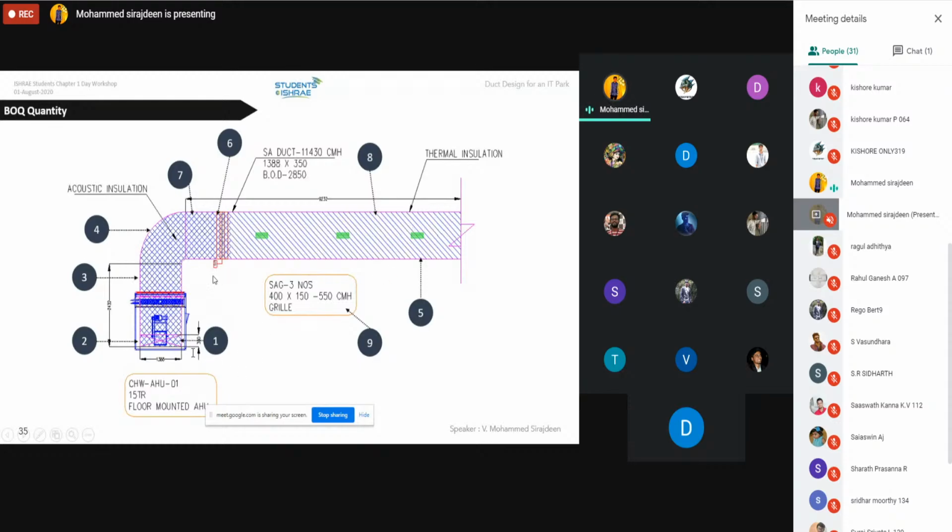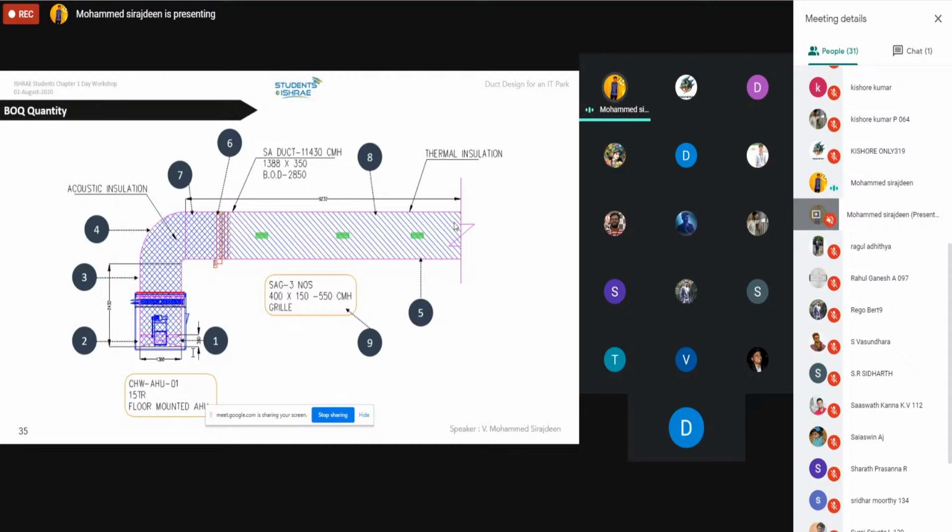When we are doing a duct design AutoCAD drawing, you can use some colors for legend. For supply duct, you can use blue color, red color for return air duct, green color for fresh air duct, again red color for exhaust air duct. So these are the general color codes for designing ducts.